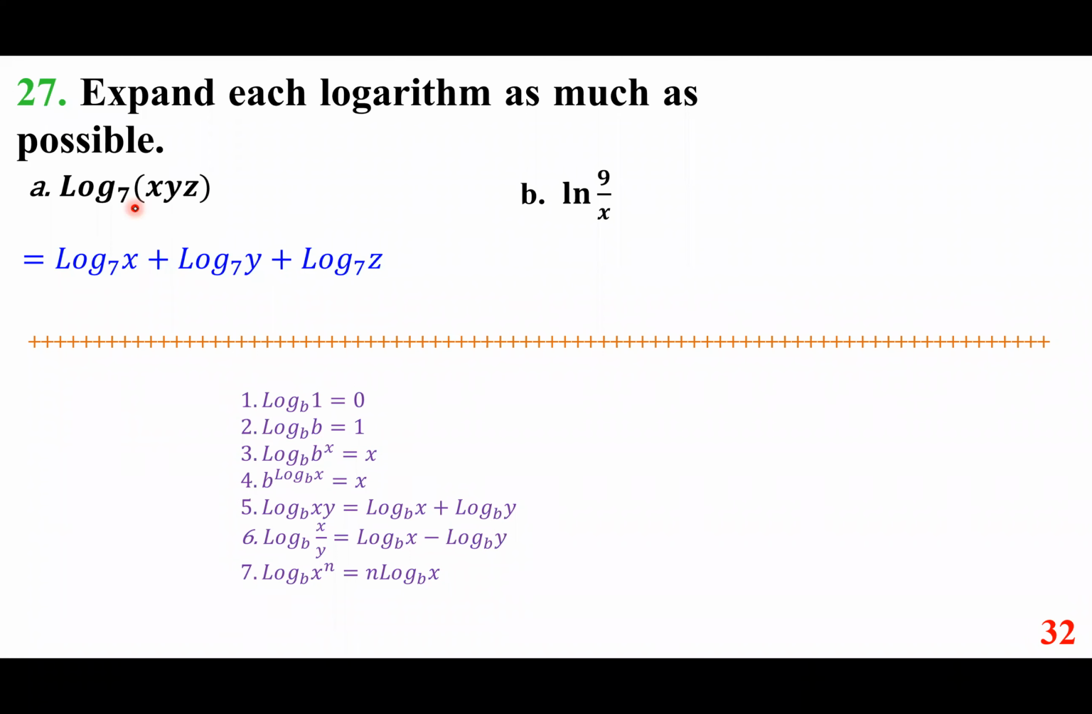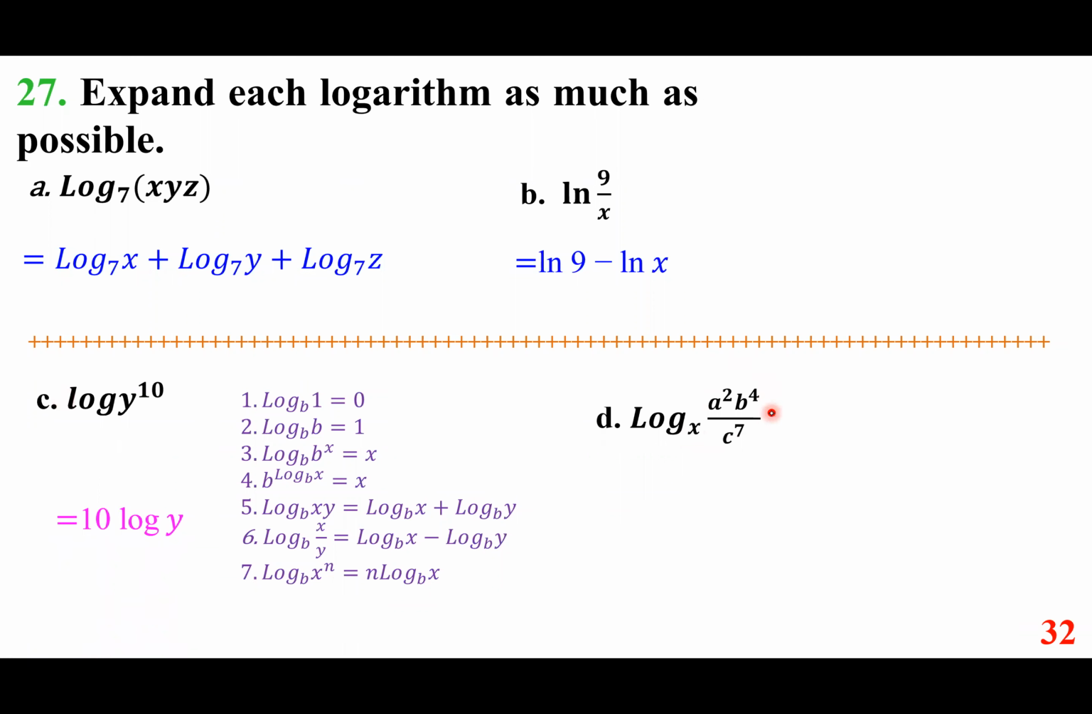The next one, we are going to use the quotient rule. ln of the top, ln 9, minus ln of the bottom, minus ln x. For this one, we're going to use the power rule. We take the 10 down and make it a coefficient or a multiplier.